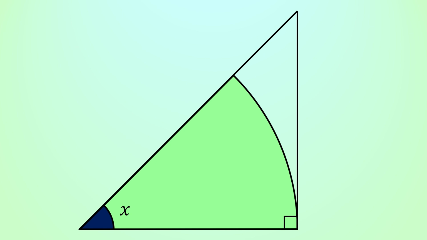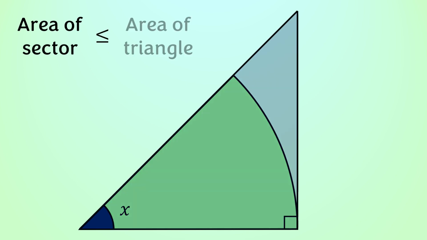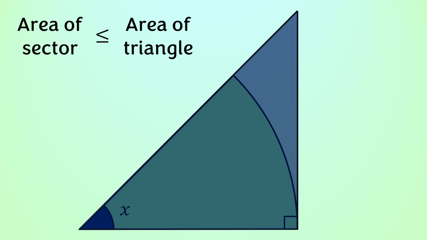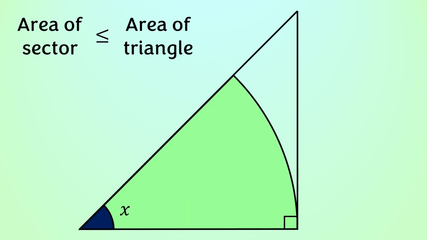Looking at the diagram, we can then clearly see that the area of the sector must be less than or equal to the area of the triangle. And those are both things we can then calculate. For instance, the area of the sector is going to be worked out as half lots of the radius squared times the angle. So that's going to simplify to 1/2 x.